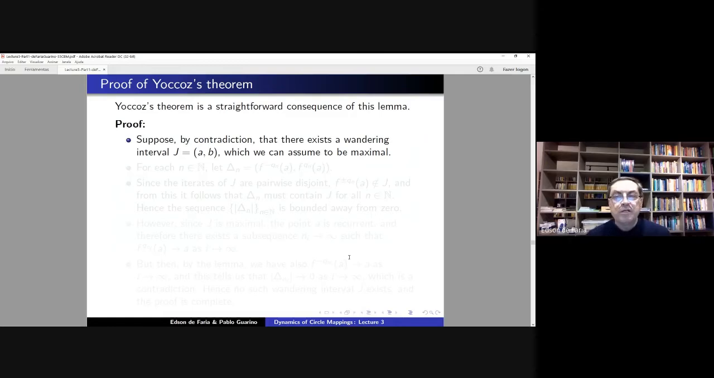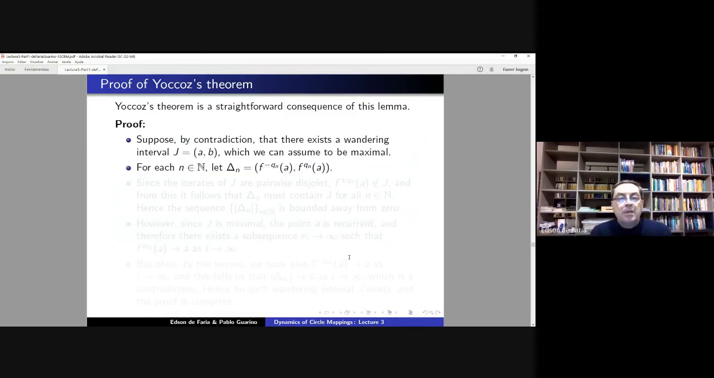You want to rule out wandering intervals. So suppose by contradiction that there is a wandering interval. You look at this wandering interval and you think of it as a maximal wandering interval, right? So it's not properly contained in any other wandering interval. If it is maximal, this means that the endpoints A and B actually belong to the non-wandering set of the map, okay? So they are in the Cantor set. I'm assuming that there is a wandering interval, so the non-wandering set is going to be a Cantor set. The points A and B, because J is maximal, both belong to this non-wandering set, okay?